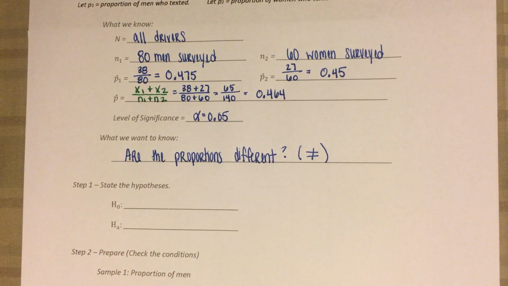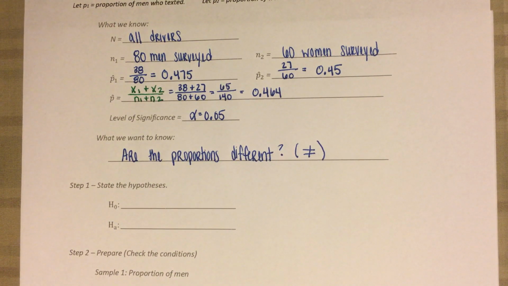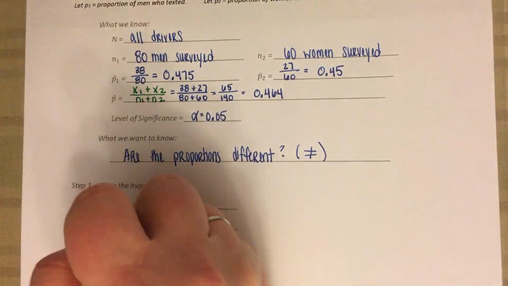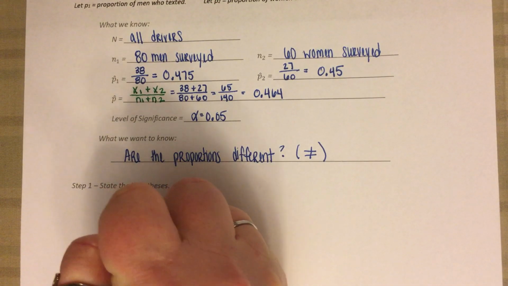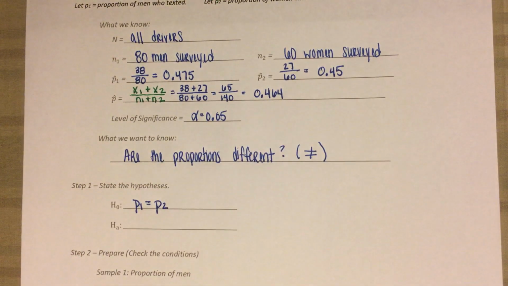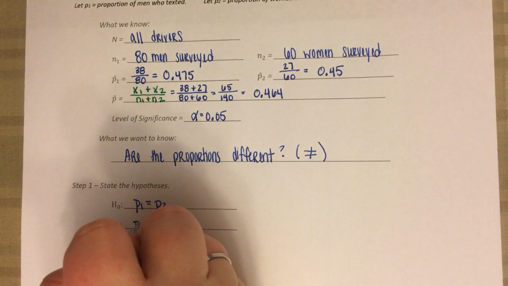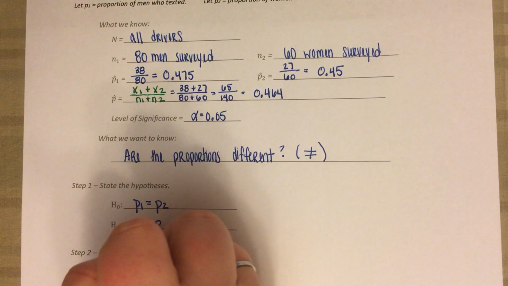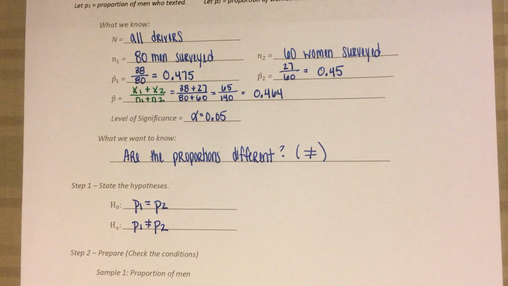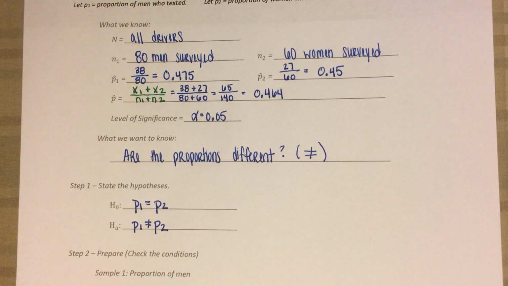All right, so then our first step of our process, we're going to state our hypotheses. Null hypothesis is always that P1 equals P2. Right, this is never going to change throughout the section. Our alternative hypothesis, we're going to use the symbol that we just mentioned in the question above, that P1 does not equal P2.